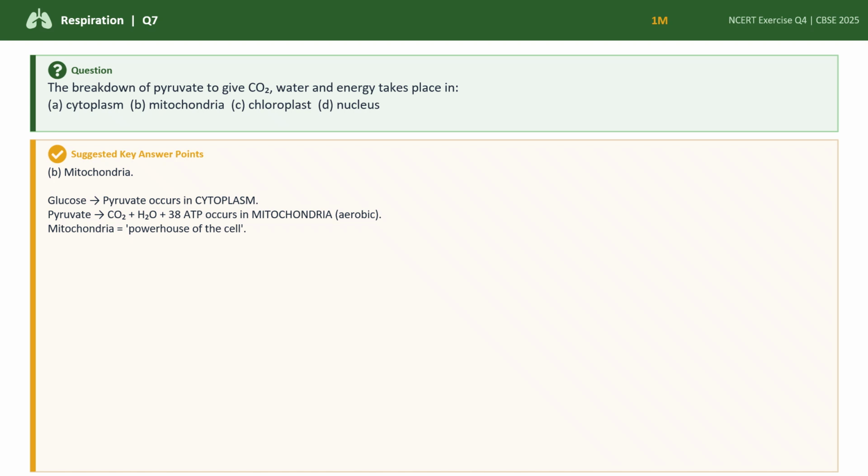Next question. The breakdown of pyruvate to give carbon dioxide, water and energy takes place in, where is it taking place? In the mitochondria. Glucose is converted into pyruvate in the cytoplasm, but pyruvate is converted into carbon dioxide, water and an enormous amount of energy. Here 38 ATP molecules are given. So an enormous amount of energy is released in the mitochondria. That is why the mitochondria is the powerhouse of the cell. It's a 1 mark question, and it came last year, CBSE 2025.